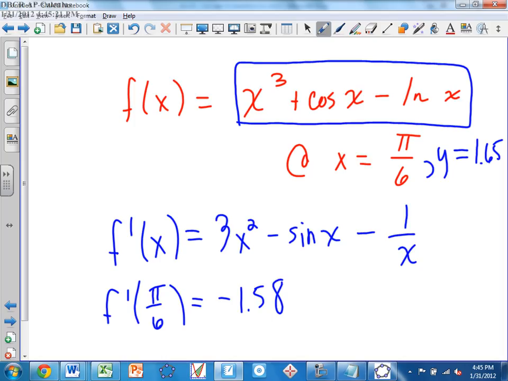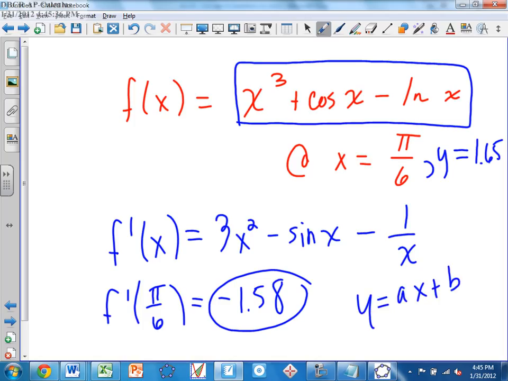I don't see everybody trying it, but this is stuff you have to do on the AP test. Now, the slope at pi over 6 is this value. Where do you have y? The x value is here. The y value is here. So when I go to solve here, just plug in to find b.